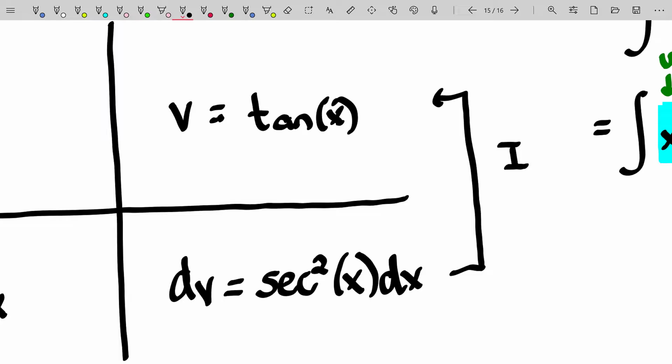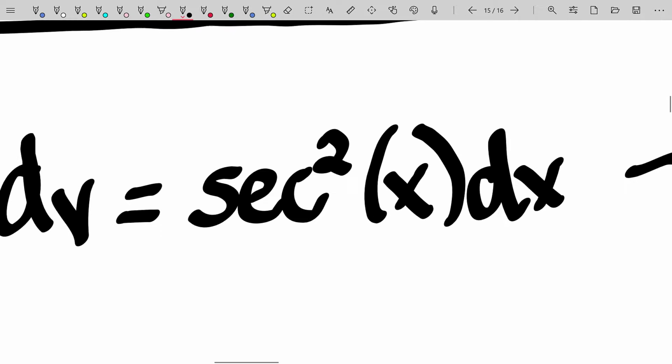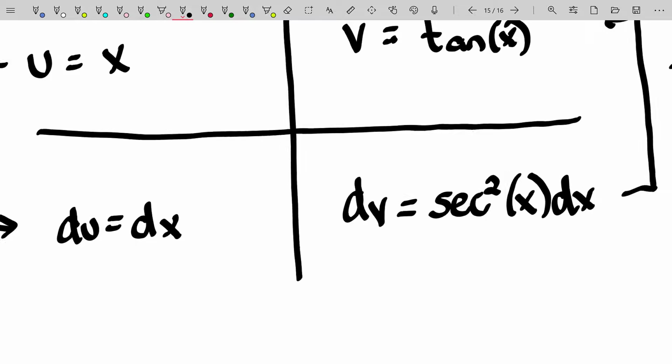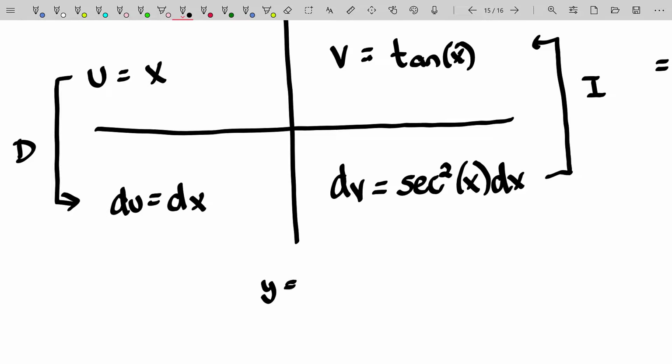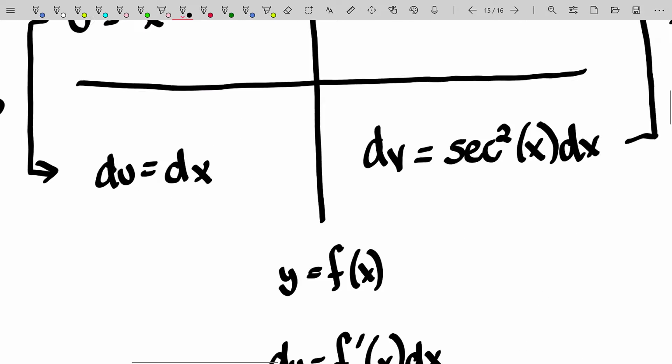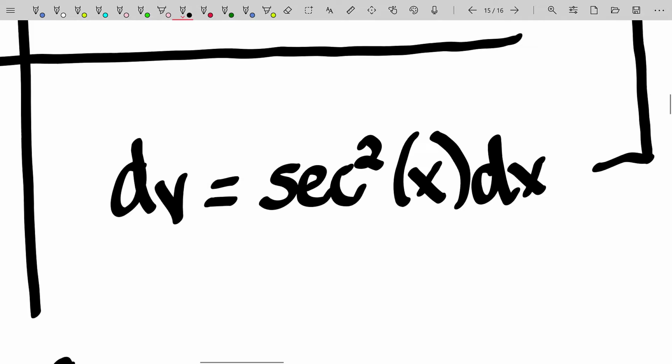I see it very often that students do not write the dx's here on either the du or the dv. That is incorrect. A differential of a variable, dy, let's just pretend, dy is equal to f prime of x dx. That is by definition. That is, if y is equal to a function of x, then by definition, dy is f prime of x dx. That dx is actually part of dy, just like that dx is part of du here, and the dx is part of dv here.